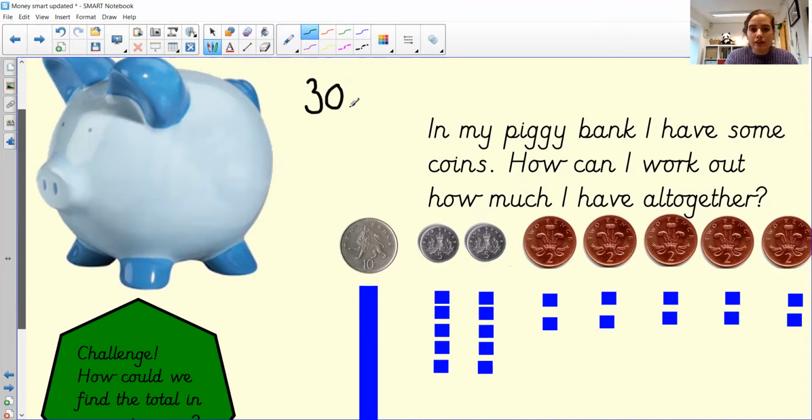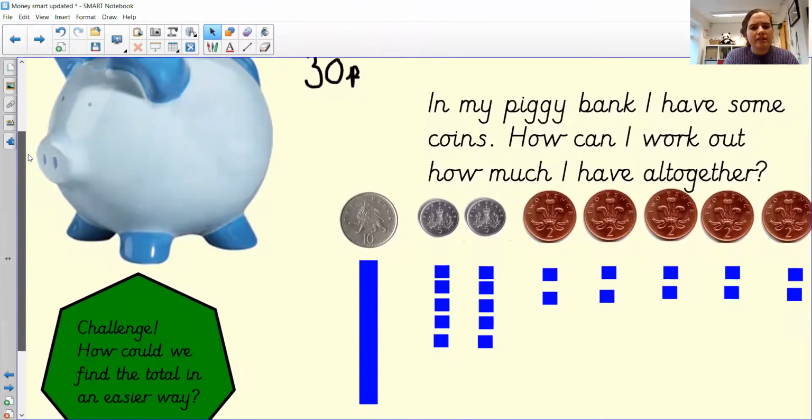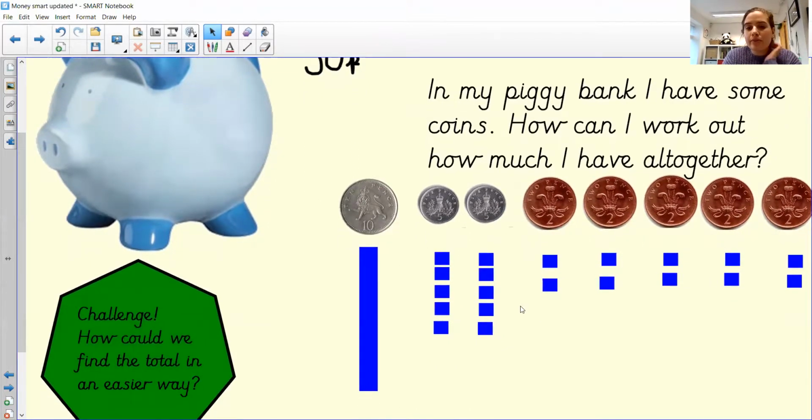Now, there's a challenge underneath here, because it says, looking at these coins, challenge, how could we find the total in an easier way? Because there's a lot to add up there, isn't there? There's an awful lot to add up. So pause the video now and just have a little look at these and tell your grown-ups in class what we could do.